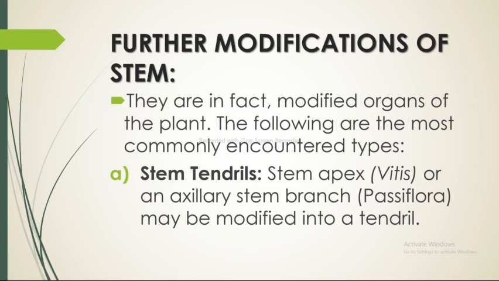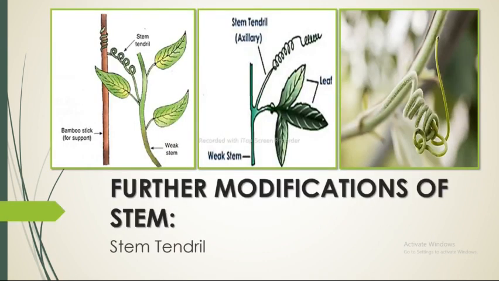The following are the most commonly encountered types, and the first type is stem tendrils. The stem apex, as in Vitis, or an axillary stem branch, as in Passiflora, may be modified into a tendril. Further modifications of the stem include the stem tendril. This is the stem tendril, the weak stem, and a bamboo stick for support. In the second figure, you can see the stem tendril, axillary leaf, and weak stem, as shown in the figure.